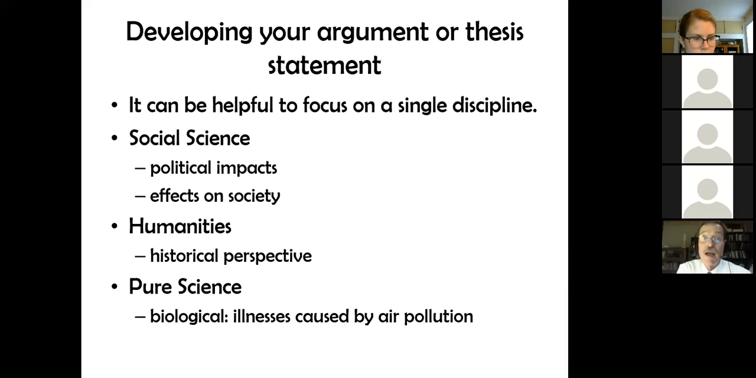In the example I have about air pollution, do I want to look at the political impacts, the biological effect, or the effects on society? Look at it from a humanities, maybe historical perspective. How has air pollution affected people over time? What were the problems in the 1800s when they were using a lot of coal? Things like that. Is that something I want to focus on more than, say, current time? Maybe I want to look at actual biological things, again, air pollution and such.